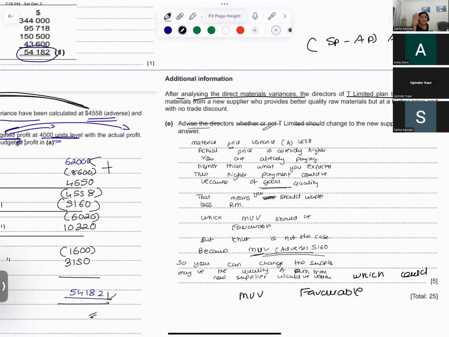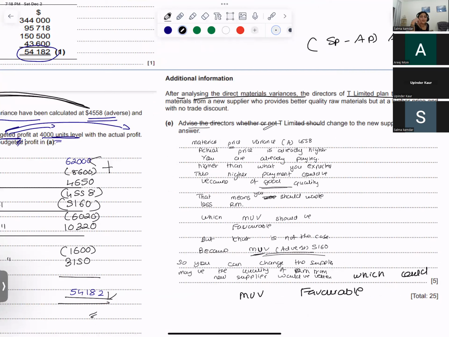Yes, that is why they are asking you to advise whether you should change or not. You have to say that you're already paying a higher price, so you expect less wastage to happen. But it's not happening. You have a higher price variance and a higher usage variance also. Over here both the figures are negative.